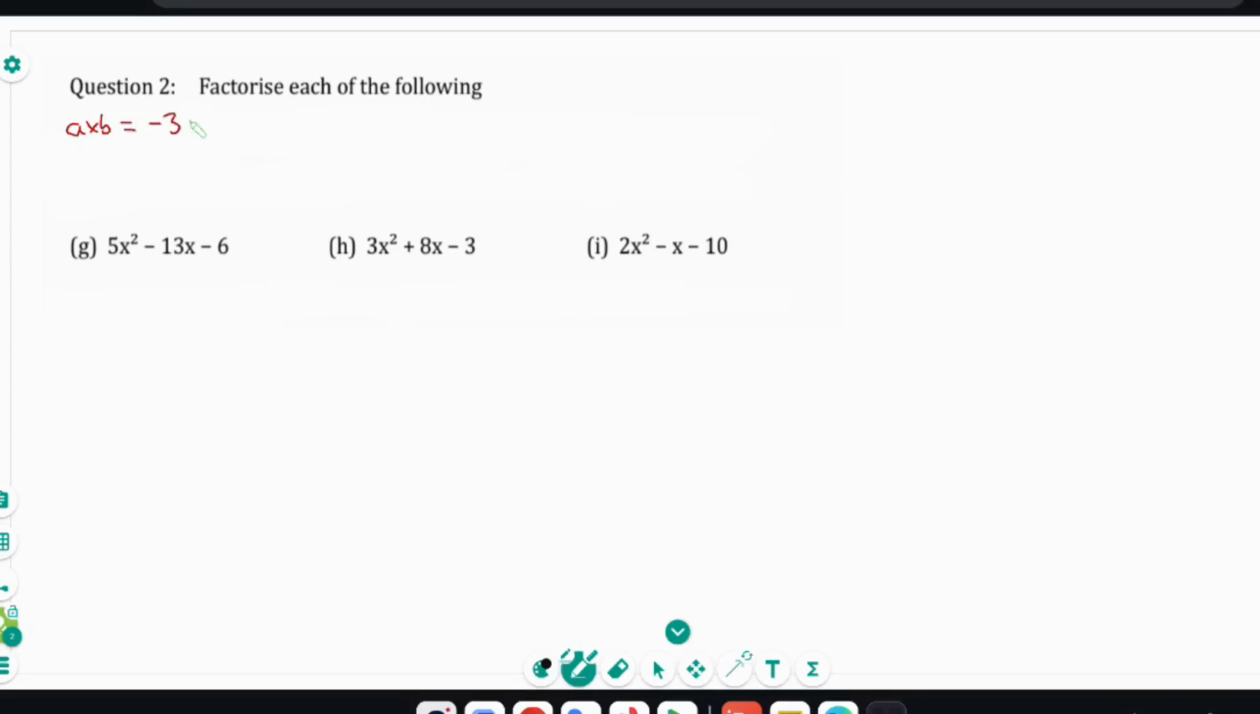Times to get negative 30. Add to get negative 13. Minus 15 and 2. 5x 2.